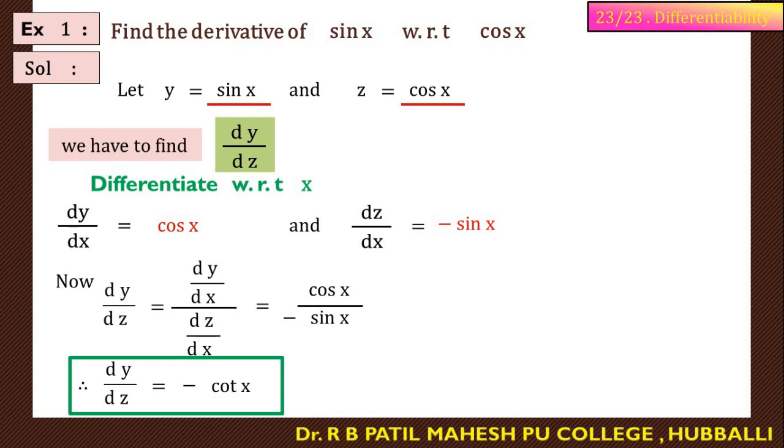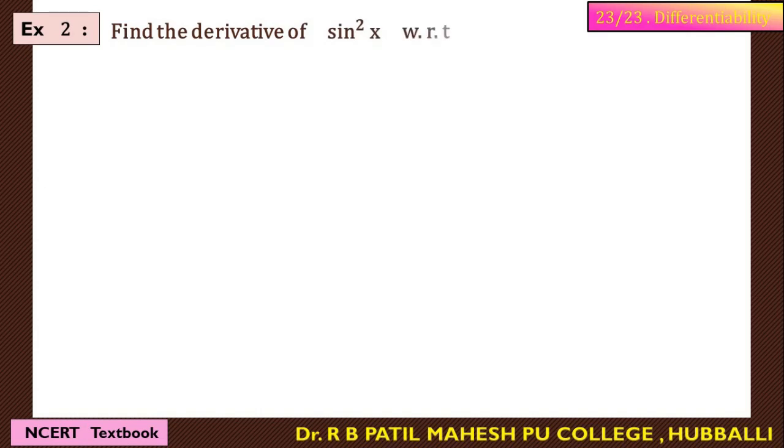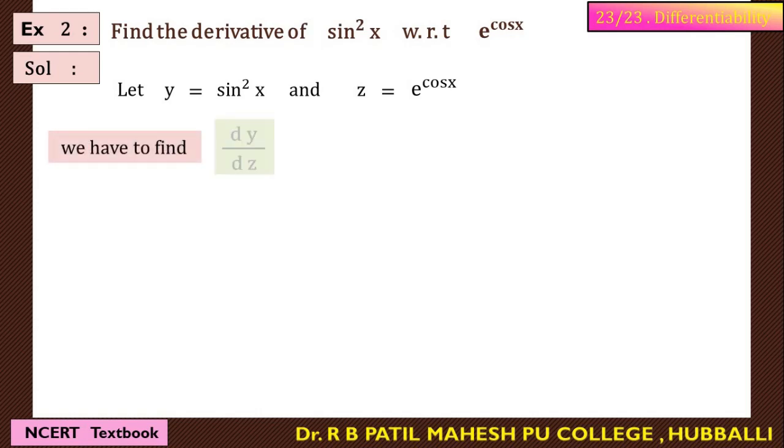Now see the next question. A similar type of example. Find the derivative of sin square x with respect to e raised to cos x. Now see the solution. First take sin square x as y. Let y is equal to the sin square x function and z is equal to e raised to cos x. We have to find dy upon dz.